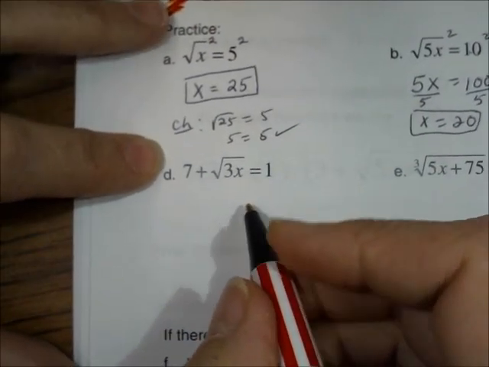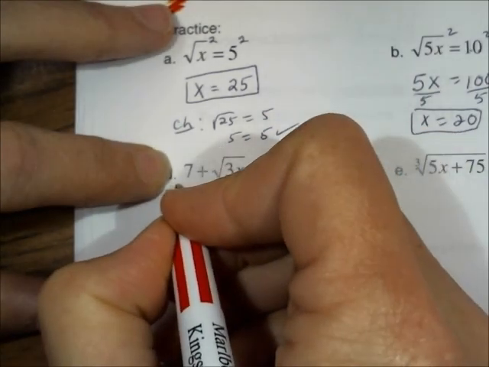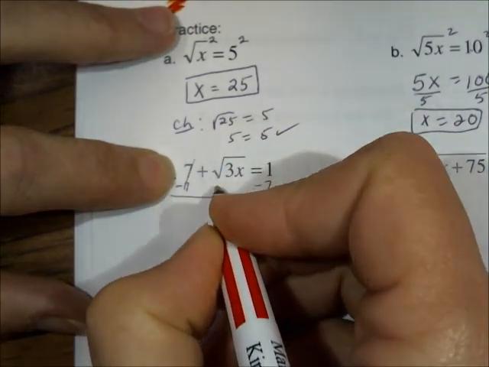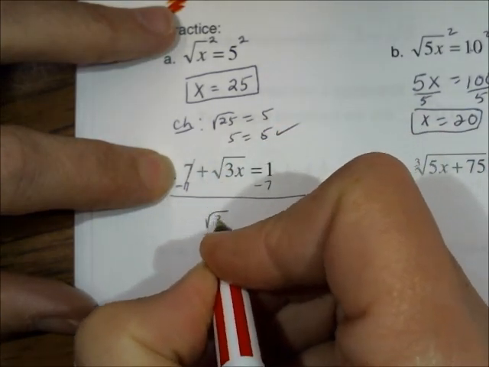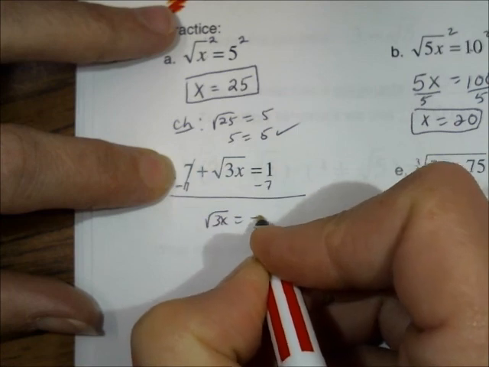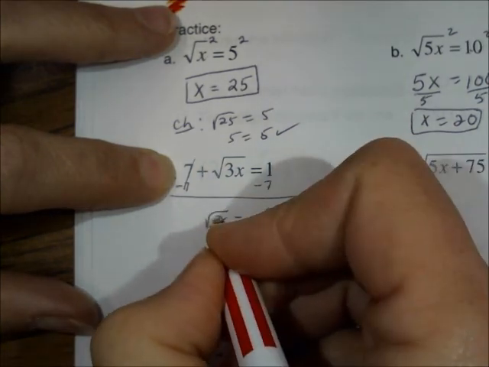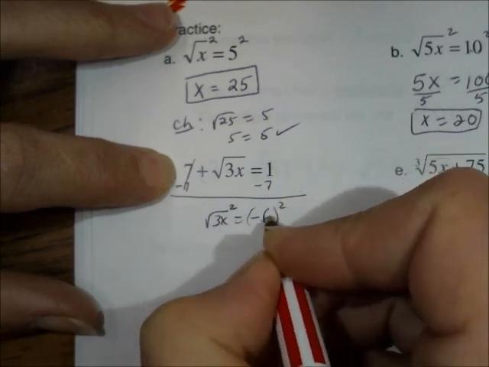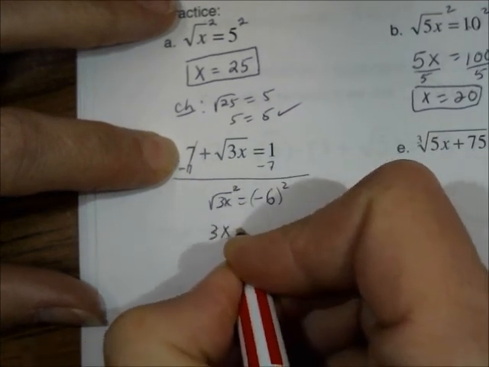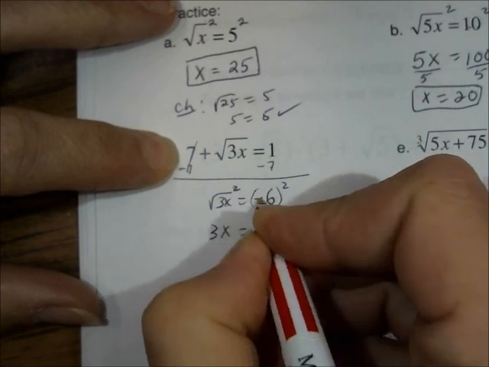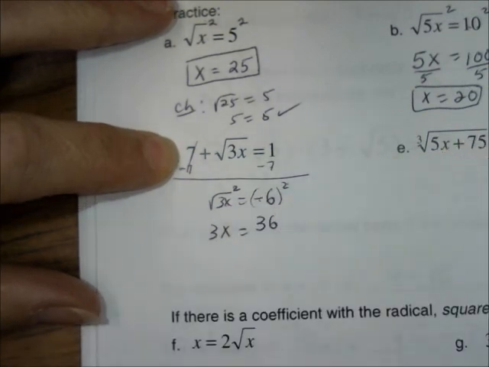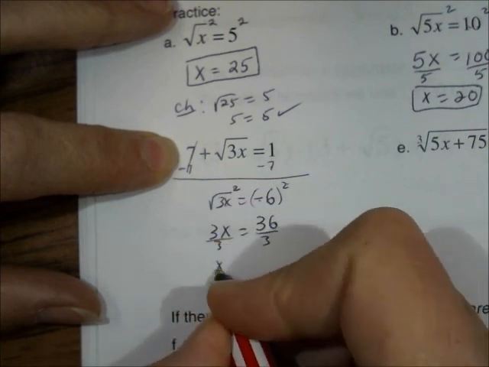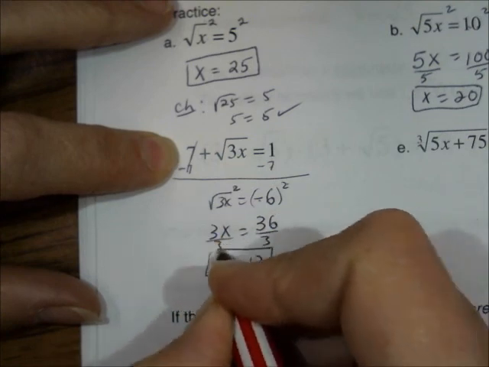The next one, letter D, you have to isolate that radical, so you're going to subtract 7 from both sides. 7's go away, and you're left with the positive square root of 3x. 1 minus 7 is negative 6. Now you're going to square both sides. Put parentheses around this because negative 6 to the second power is positive 36. Negative 6 times negative 6 is 36. So when you divide both sides by 3, 36 over 3 is 12, so x equals 12.